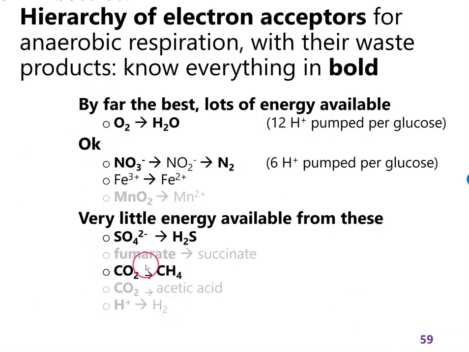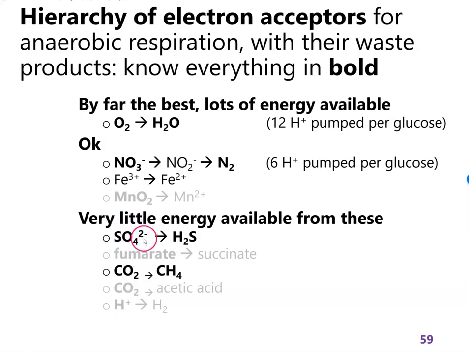This is a slide that shows the major electron acceptors and their hierarchy. By far the best is oxygen, and organisms that use oxygen win whenever oxygen is present. Once oxygen is not present, these two are just about equivalent: nitrate, and ferric iron, which is like rust. These two are the best of the other alternatives. Once these are gone, these really terrible electron acceptors are the only things left.